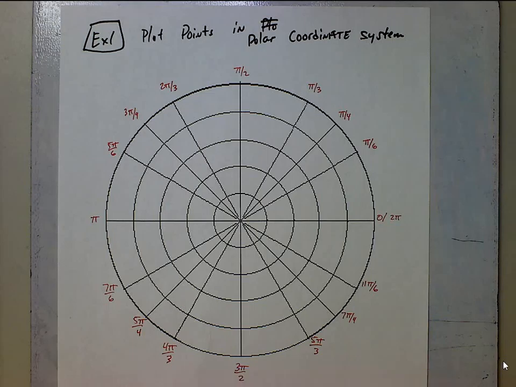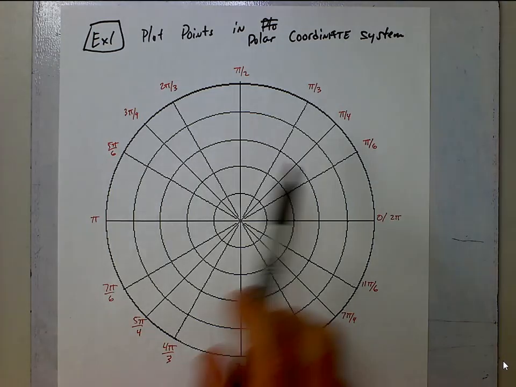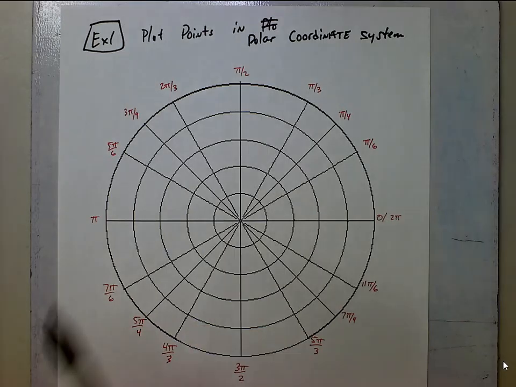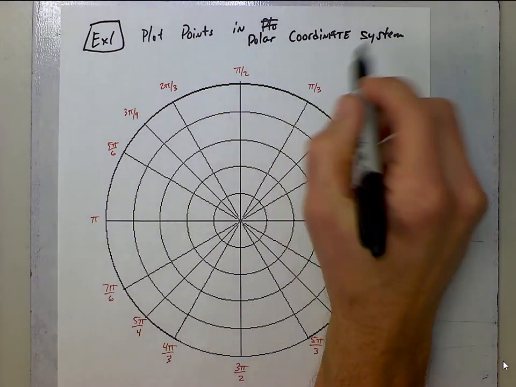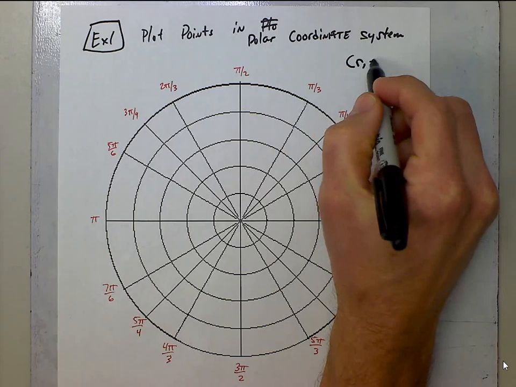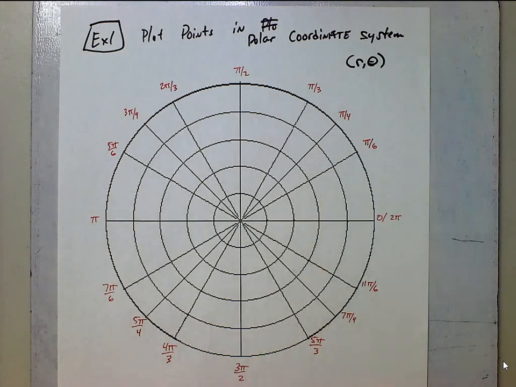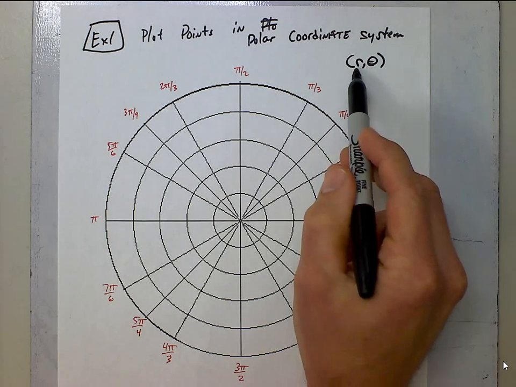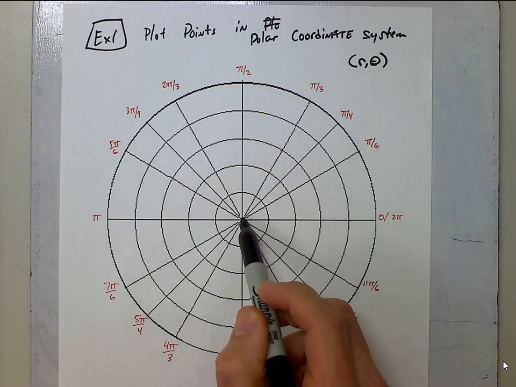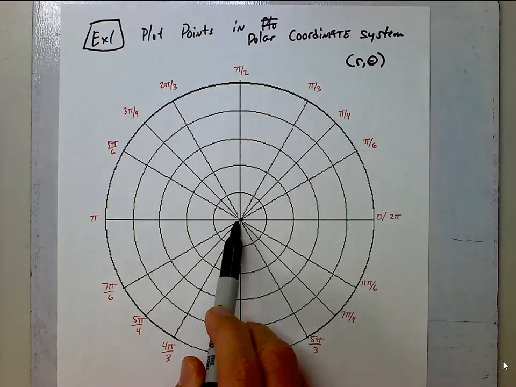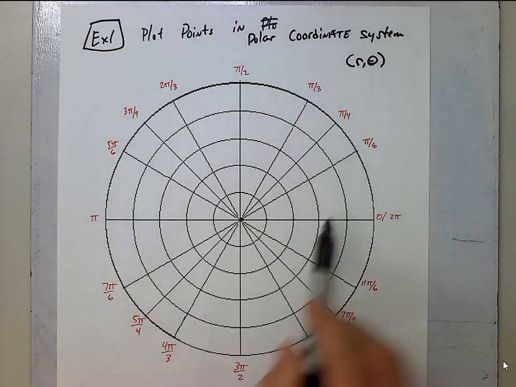Okay, this is lesson 9.5, example 1. We're going to plot points in the polar coordinate system. You notice the polar coordinate system is circular here. And pairs in the polar coordinate system are always in the form r comma theta. R is essentially the radius, or the distance the number is from the 0 here, or the pole. Theta is the angle created as we move around the circle.